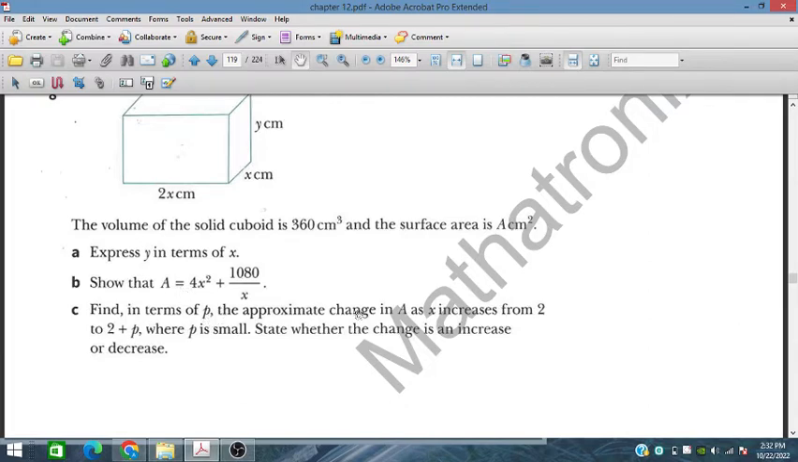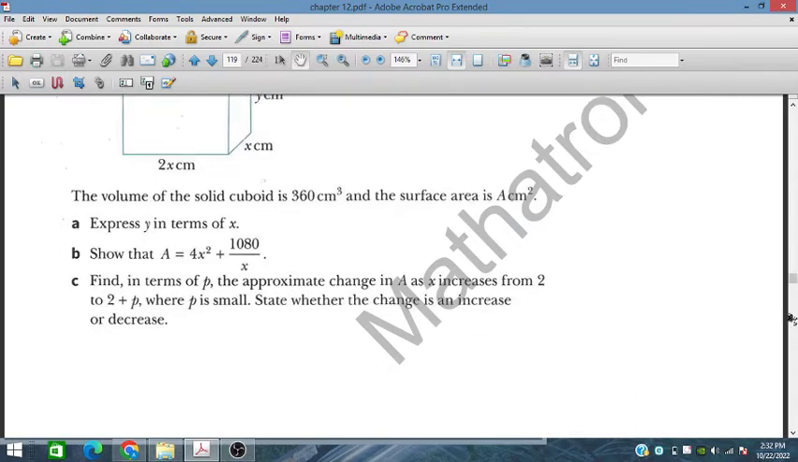Find in terms of P the approximate change in surface area as x increases from 2 to 2 plus P, the small change. Whether the change is an increase or a decrease. So we will see whether the change will increase or decrease. So let's move to the next part.